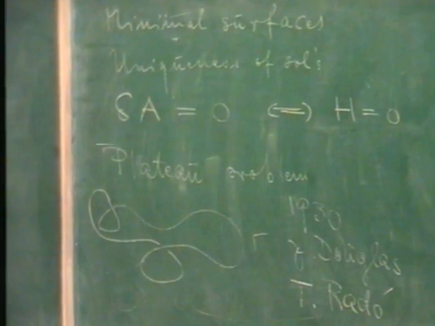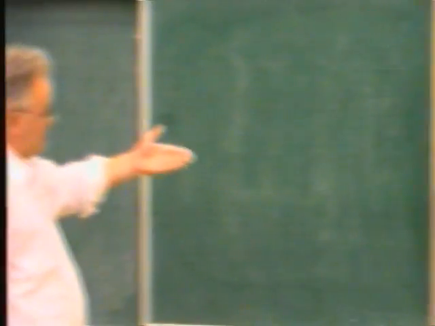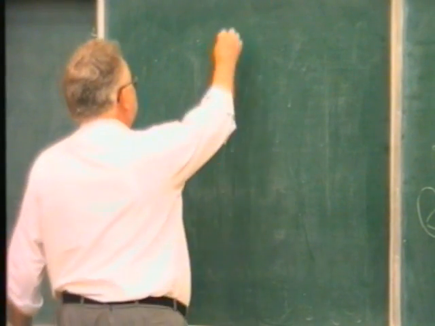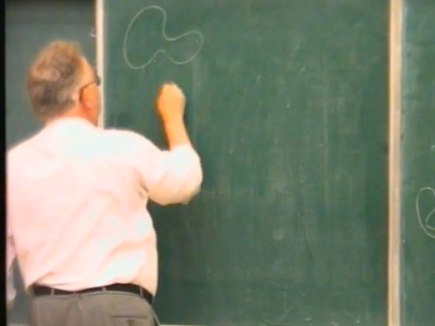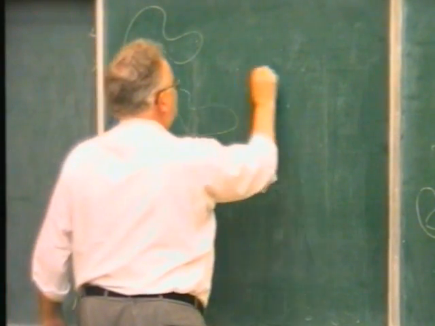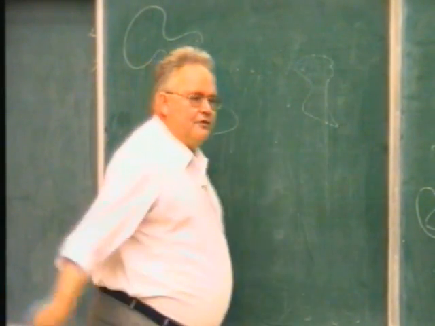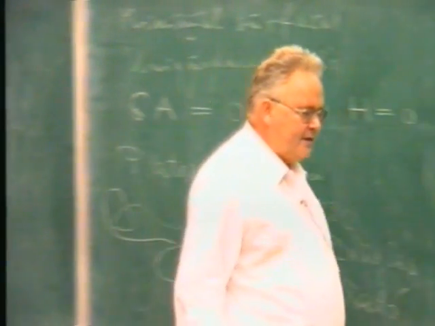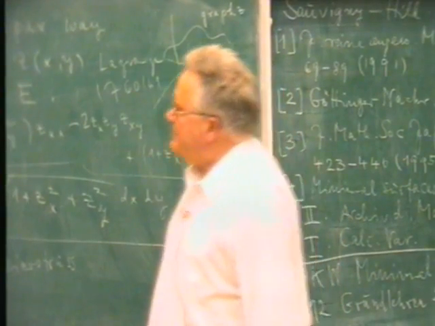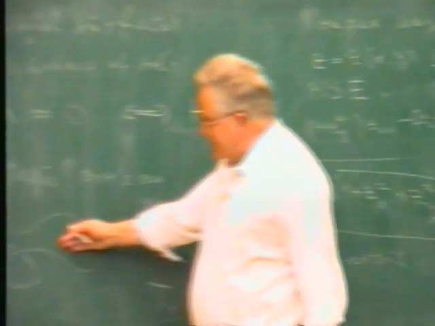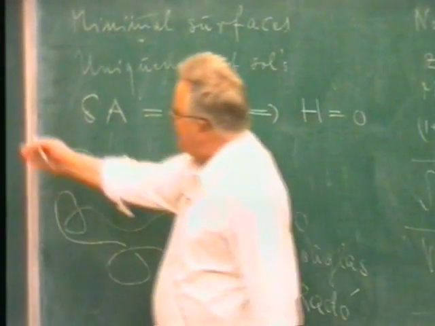And this problem was generalized in many ways. For instance, what Jesse Douglas did, and for this he got the Fields Medal: if you have, say, several boundary curves you want to span, if certain sufficient conditions are satisfied, here you can expect to have always solutions.